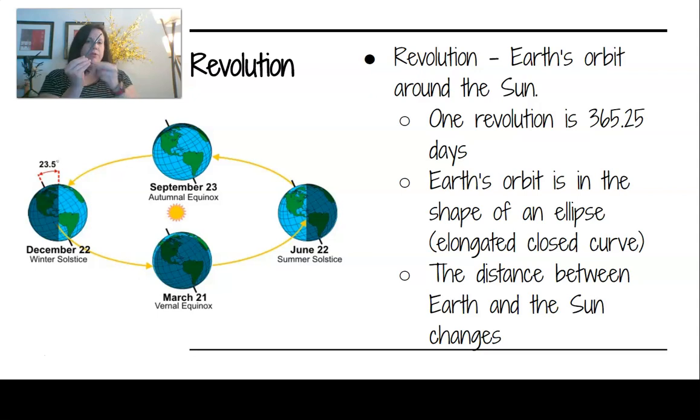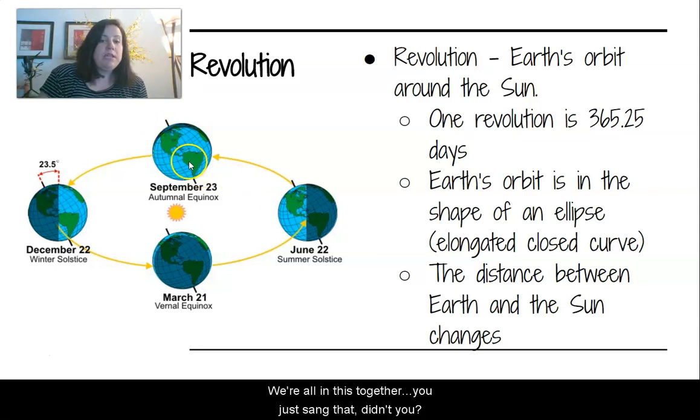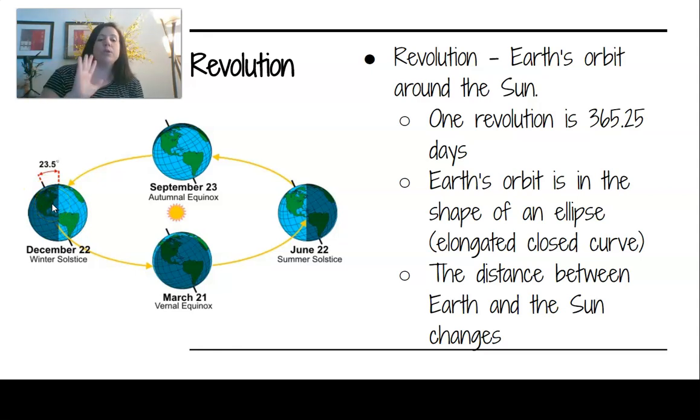And then we would move around and we would go to fall. So you can see with fall, that is where neither North America or South America are leaning towards the sun. But then if you look at our December, that is when we are leaning away from the sun. So even during our daytime, we're still leaning away from the sun, so we don't receive as much direct sunlight as we would during these months over here.